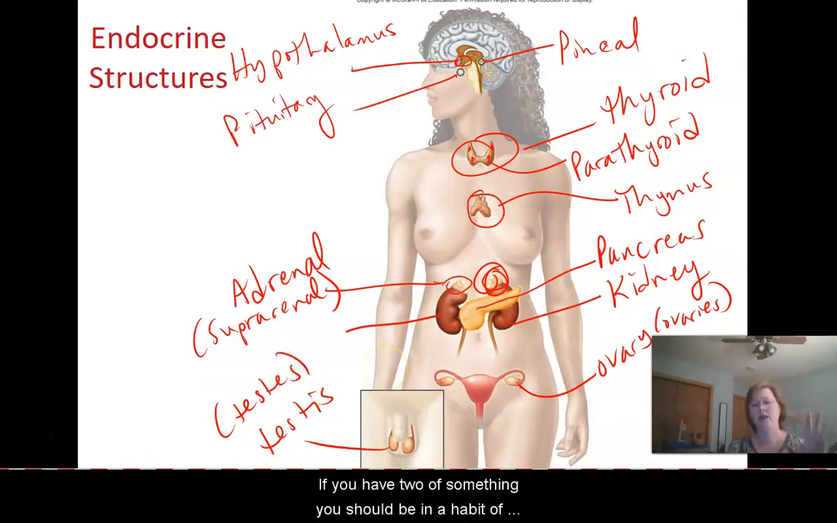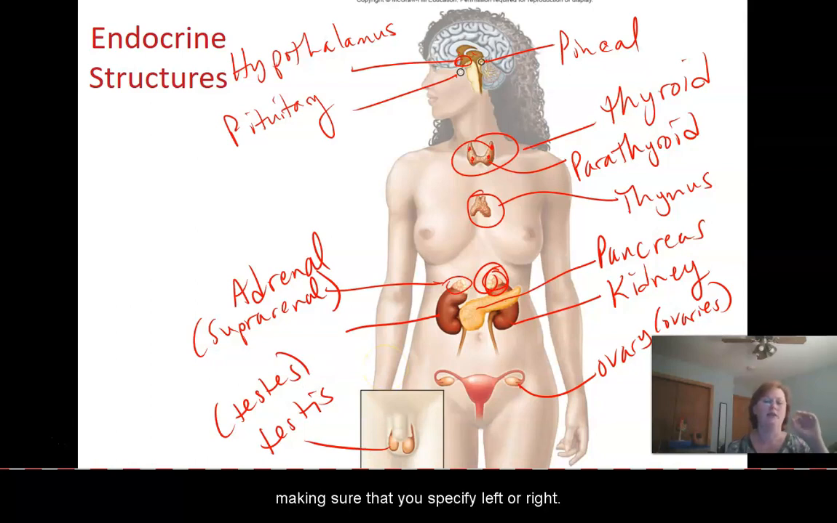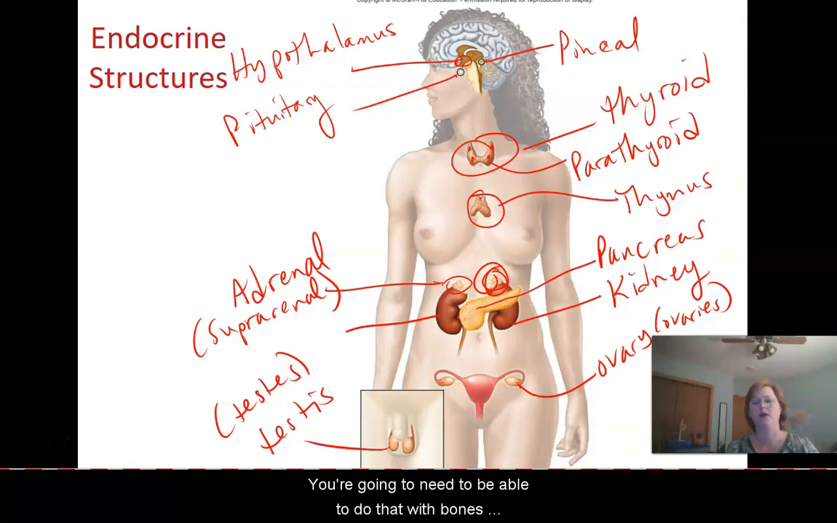If you have two of something, you should be in the habit of making sure that you specify left or right. You're going to need to be able to do that with bones and with pretty much every other organ that you have two of for the rest of the semester. So get in the habit of doing that now. There will be a short practical part to this test where you will have to be able to identify these endocrine structures from models or images. So make sure that you practice identifying them from those models and that you can spell them correctly.